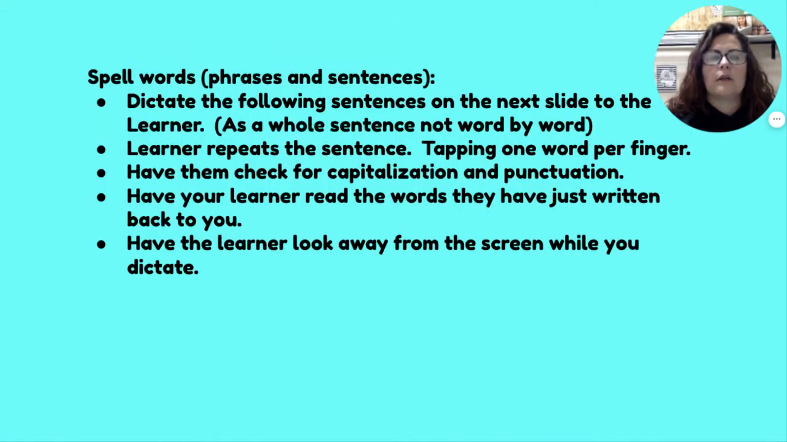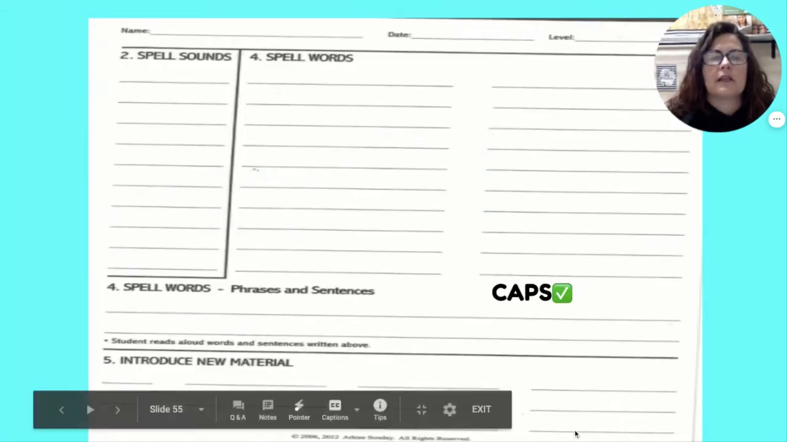Okay, now we're on to the spell words and phrases section. So I'm going to say two sentences. I'll say one sentence first. You'll repeat the sentence. You'll tap out one word per finger, and then you will write the sentence. First sentence. Meet me by the snowdrift. Meet me by the snowdrift. Repeat it, tap it out, then write it. Pause the video to give yourself time to write the complete sentence.